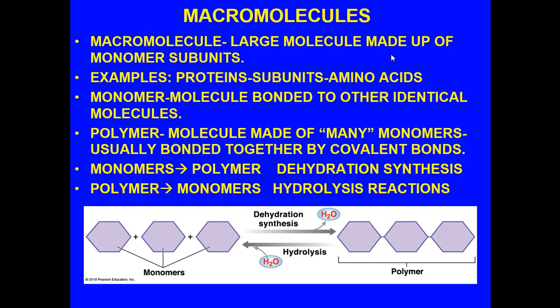When I talk about a monomer, that's one. A monomer is a molecule bonded to many other identical molecules. It will be the building block to make something more complex. A polymer is a molecule made up of many monomers, usually bonded together by covalent bonds. So monomers can make a polymer.